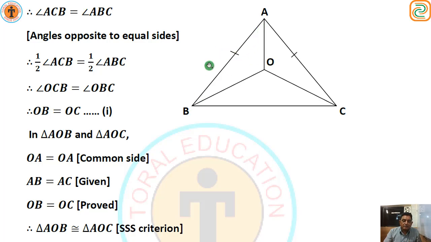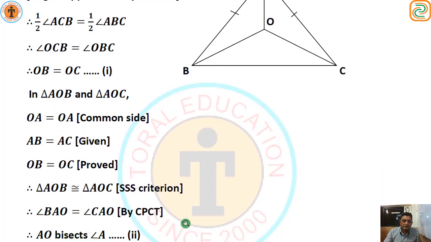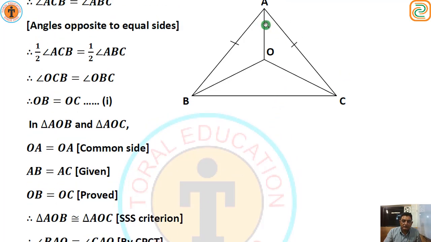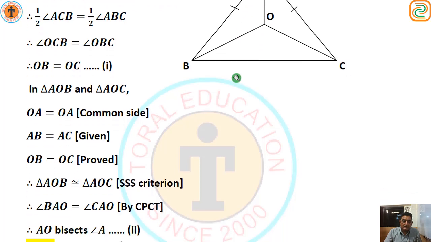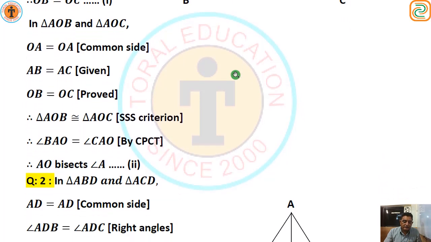Therefore, angles BAO and CAO are equal, right? By CPCT. Therefore, OA bisects angle A. We have proved it.